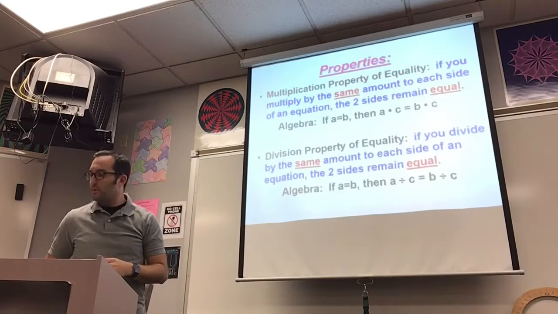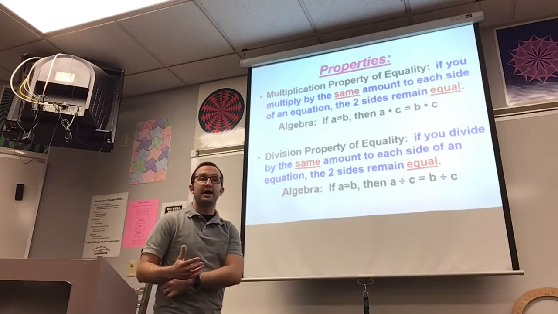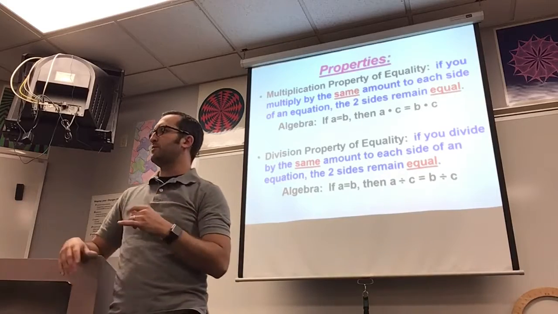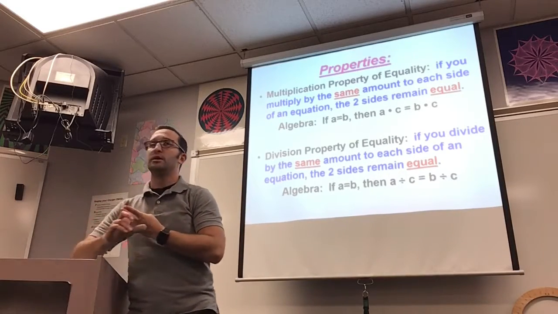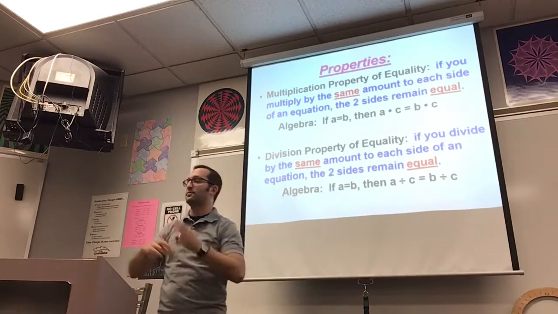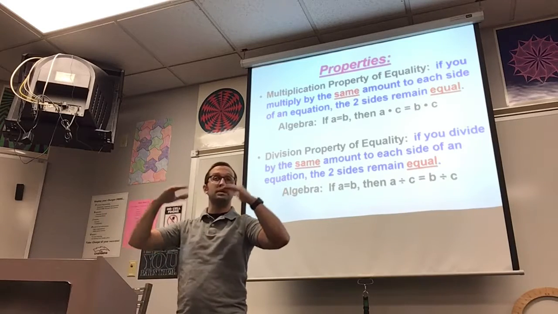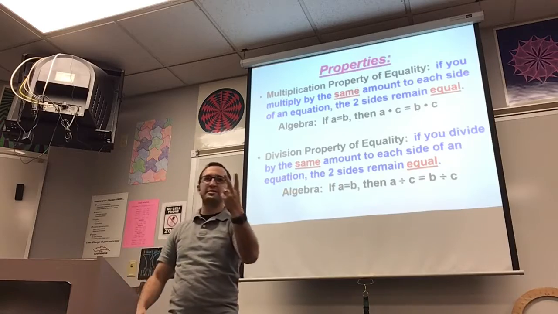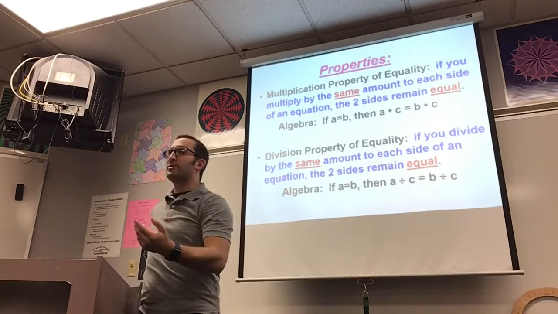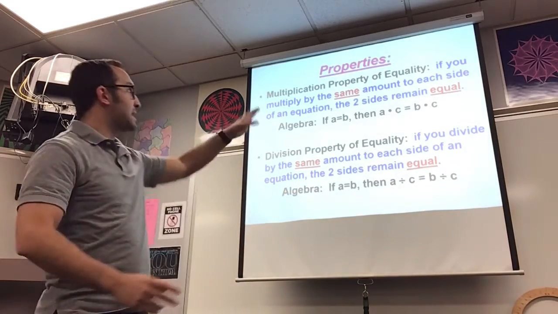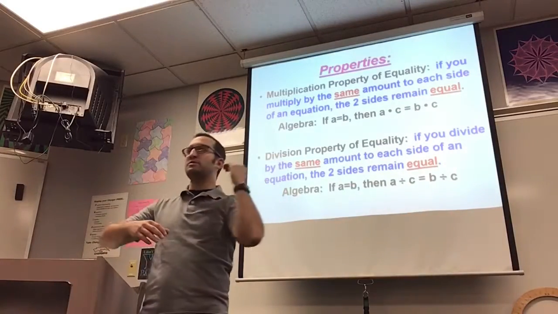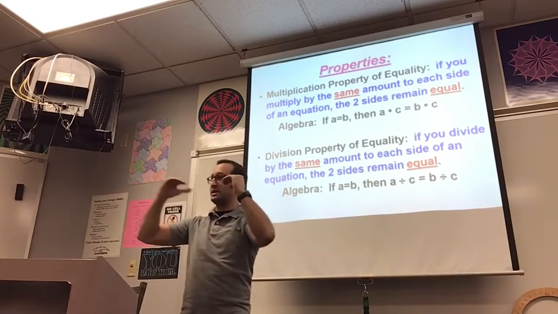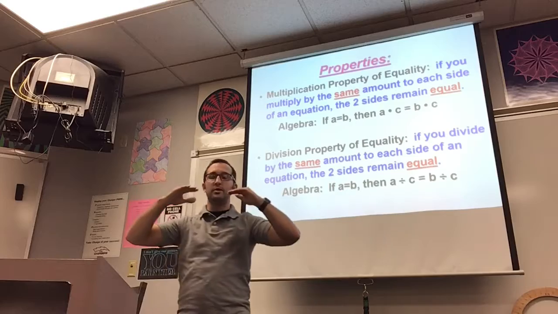Now, just like yesterday, we have properties of equality that we need to look at. The powerful properties of equality from yesterday were addition and subtraction, where it said if you add or subtract the same thing from each side of an equation, it will remain equal. The properties of equality for today are multiplication and division, right? And it's the same property, isn't it? If you multiply or divide by the same amount on each side of an equation, that equation will remain equal.